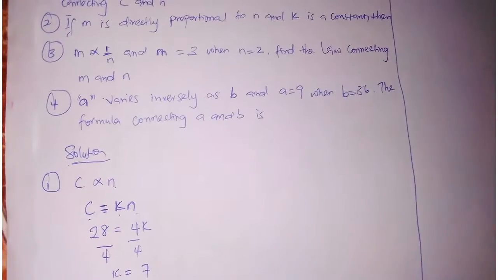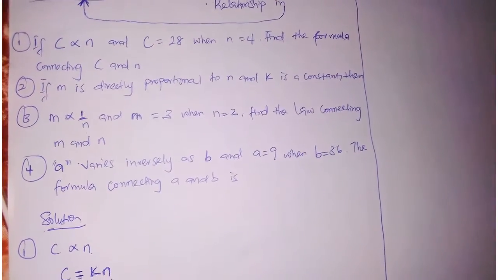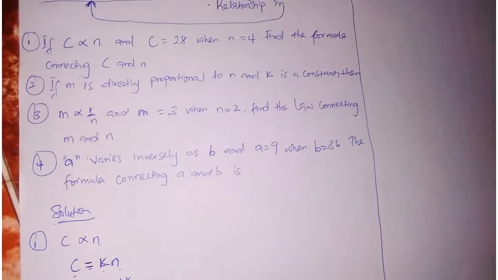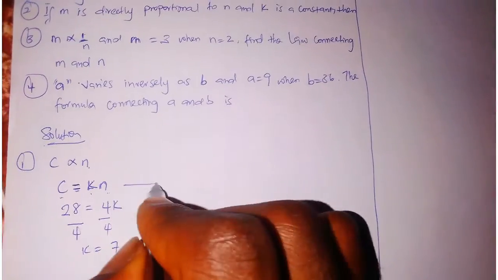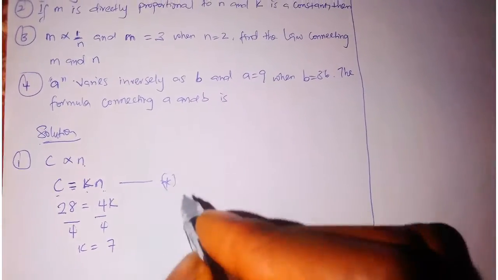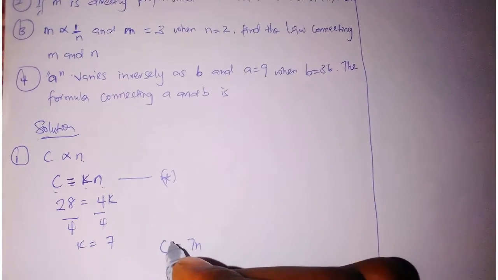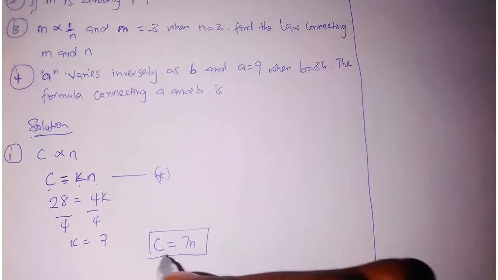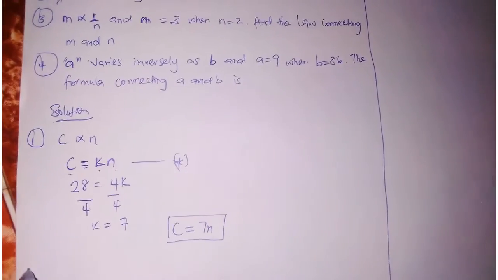So it means to find the formula connecting any 2 quantities together, you need to first find the constant. So since my K is 7, from this equation star, I will have C equals 7N. This is the formula connecting C and N together.